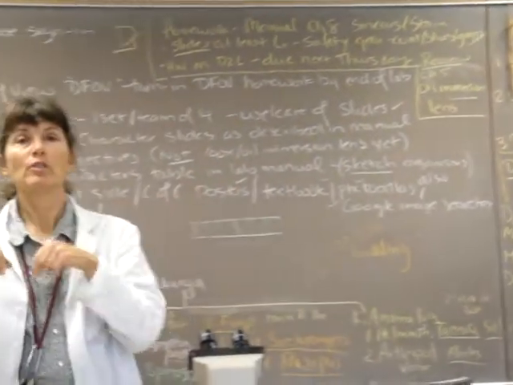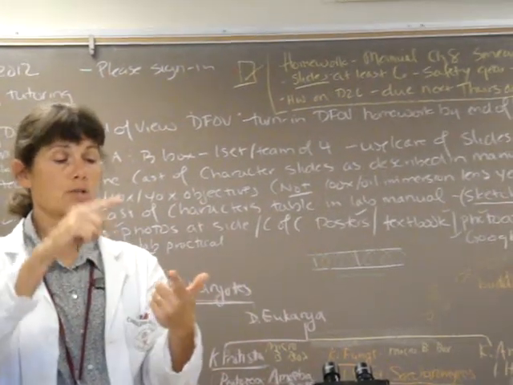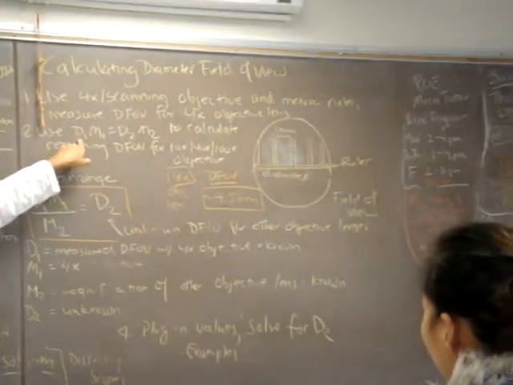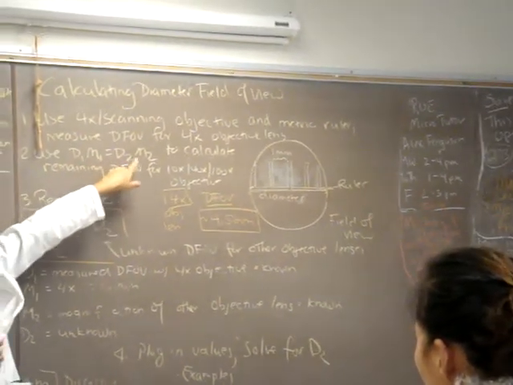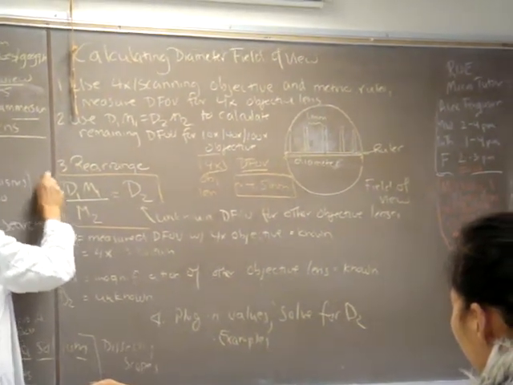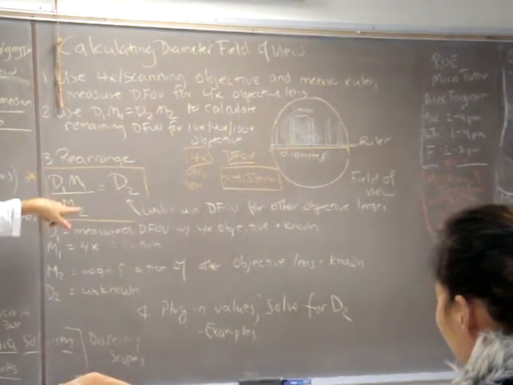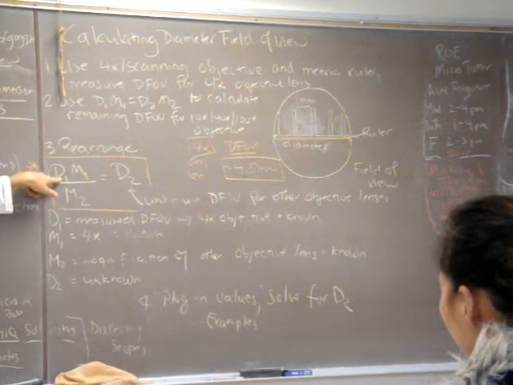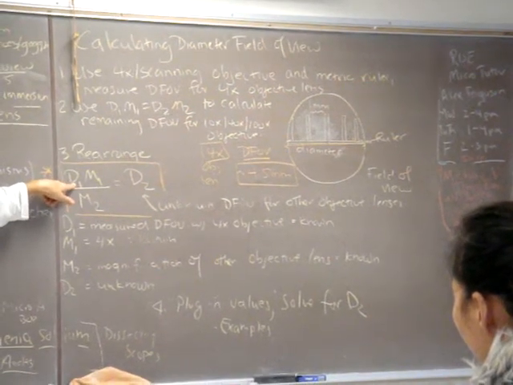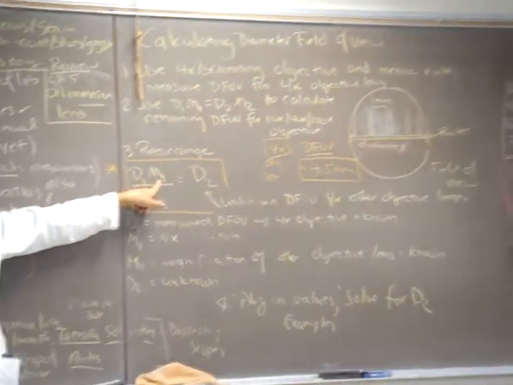So how will we use those constants to calculate the diameter of the field of view for your 10x or 40x or oil immersion? Okay. We're going to use this formula, D1M1 equals D2M2. We're going to rearrange it. So this is kind of key right here. Okay, and let's just walk through what these values are. D1 is the diameter of the field of view for your 4x lens. Remember, that's constant. You measure it with your ruler. M1 is the magnifying power of your 4x lens.